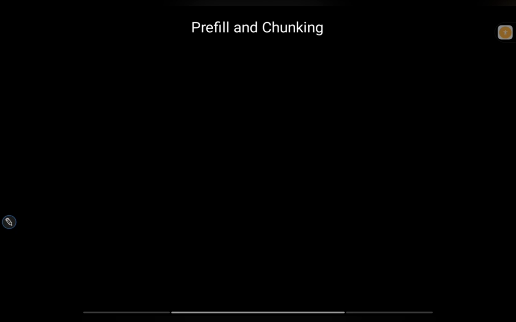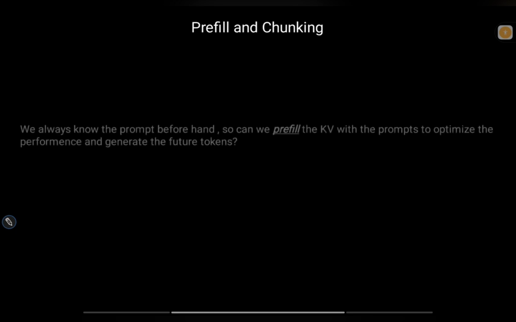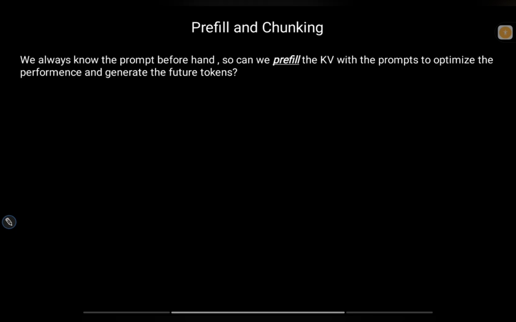But in the case of prompting, the prompt is always known beforehand. We don't need to generate the prompt token by token, for example when we are passing a question to a RAG. So as we always know the prompt beforehand, can we pre-fill the KV cache with the prompt to optimize the performance and generate the future tokens, right? So can we do that? Let's talk about that, right?